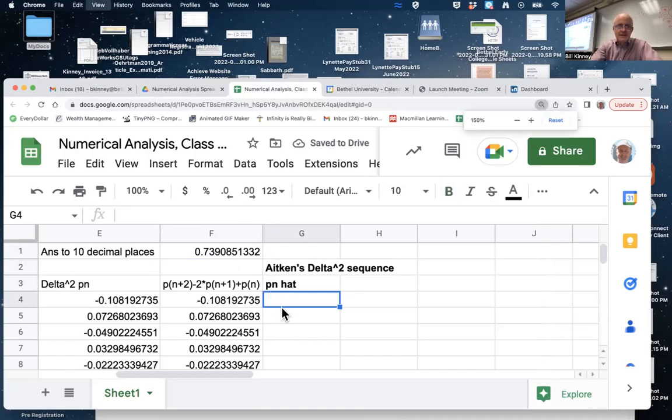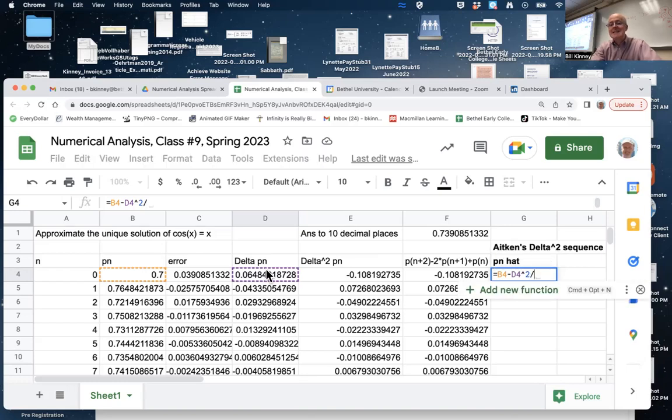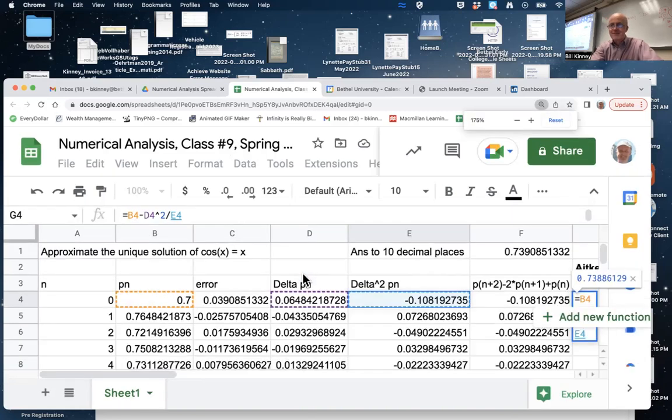So again, take Pn minus a fraction, where the top was delta Pn squared, excuse me, and the bottom was delta squared Pn. See what I'm doing there?